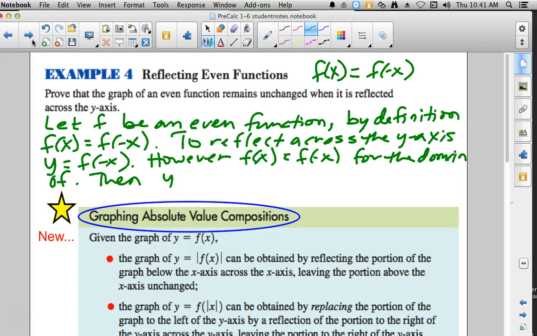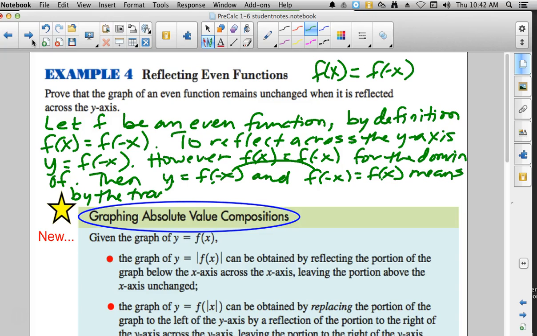Then, y equals f of negative x, and f of negative x equals f of x means, so take a peek. This equals this. This is the same as this. Can we now say that y equals f of x? Sure we can. That's the transitive property. Means, by the transitive property, y equals f of x. Does this have a negative in it? Nope. So it remains unchanged. And that's what they wanted us to prove. The graph remains unchanged.